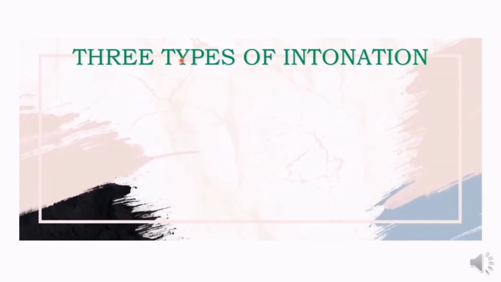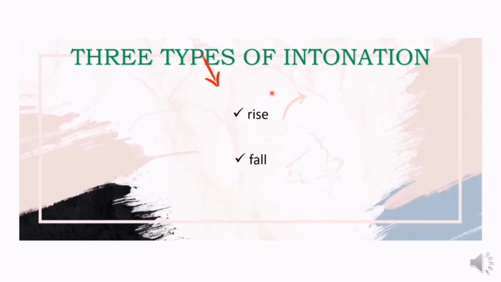There are 3 types of intonation, namely the rise or the rising intonation, the fall or the falling intonation, and the partial fall or the partial falling intonation. Now, let us discuss what is the difference between the 3 of them.